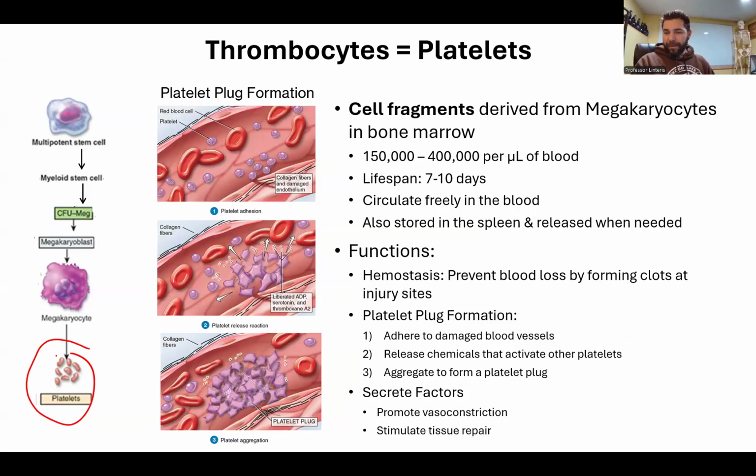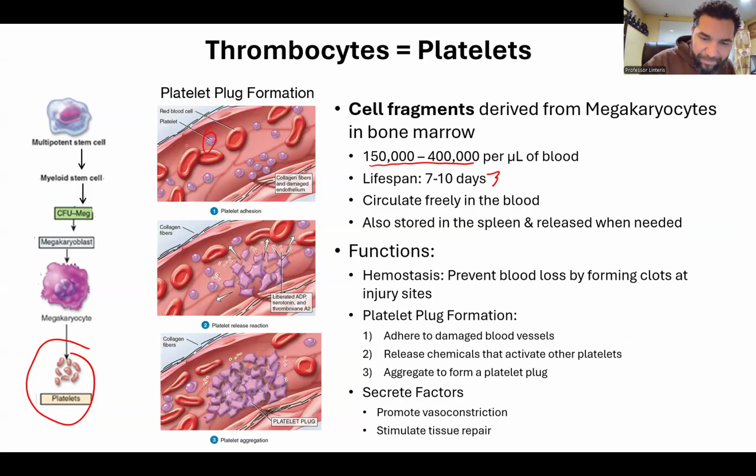And there are a lot of platelets, right? They don't last very long. If you remember, the red blood cells had a tendency to last for 120 days. White blood cells can last for a very long time as well. And they just circulate through the blood, man. They just float around, right?